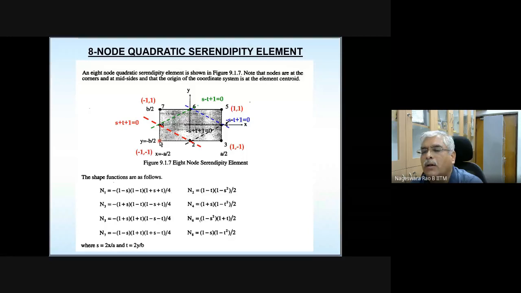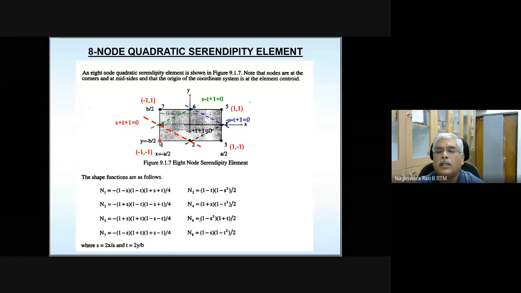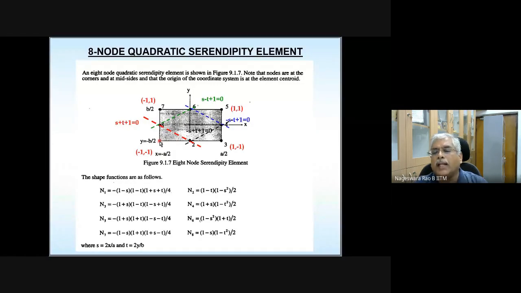What is the property of this? What property should this expression for node 1 satisfy? N1 should be equal to 1, please note that now we are talking in terms of the S and T coordinate system, whatever expression for N1 we arrive at, N1 should be equal to 1 when I substitute S is equal to -1, T is equal to -1. And it should be equal to 0 if I substitute the coordinates of other nodes, 2, 3, 4, 5, 6, 7, 8. It should be equal to 0 when I substitute the coordinates of other nodes. I hope you agree with that.